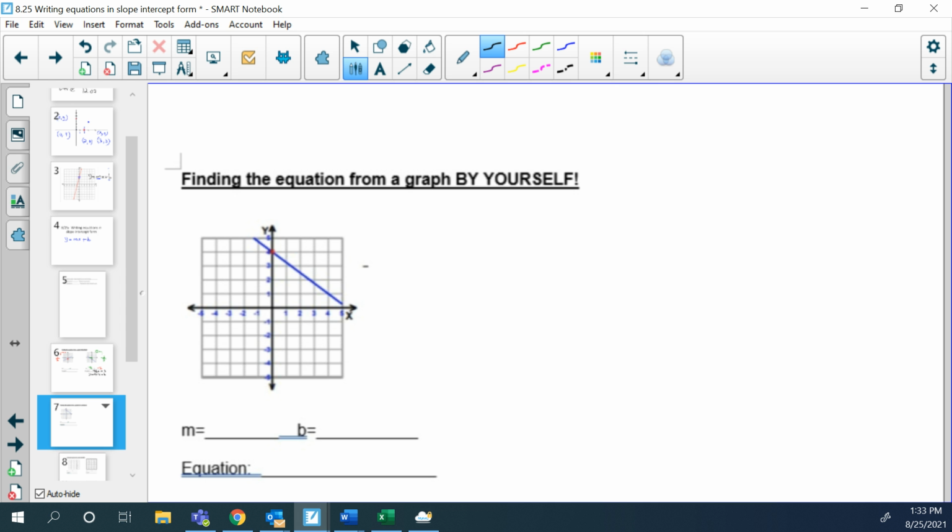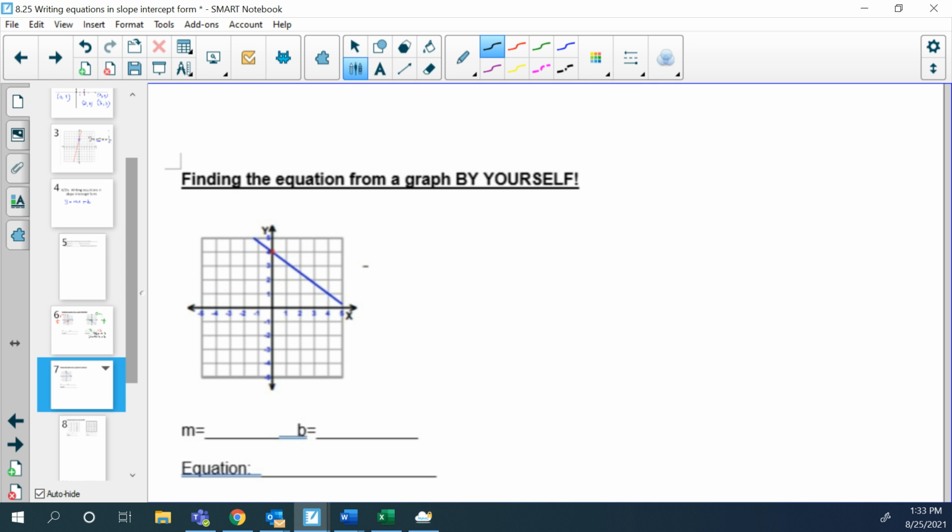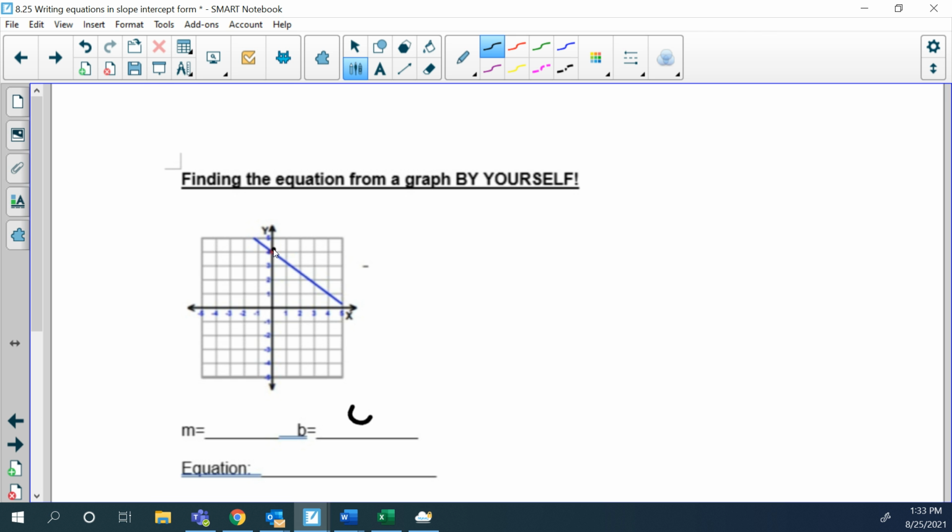On this one, again, pause the video and try it on your own, and then come back and look at it. All right. So the y-intercept is 4, as you can see. That's right here. And let's do my slope now. Let's find a good point I can use. This is a good point right here.